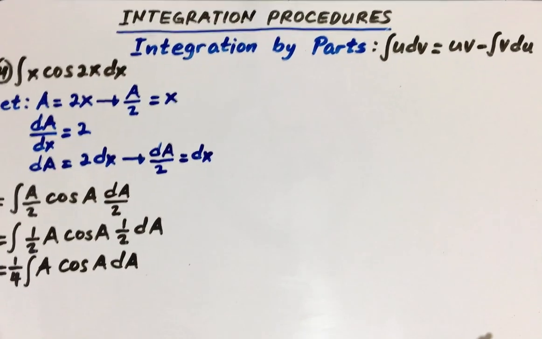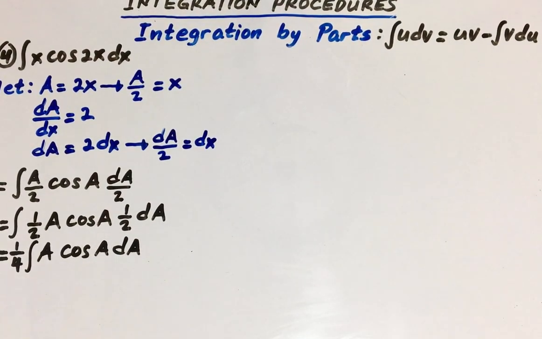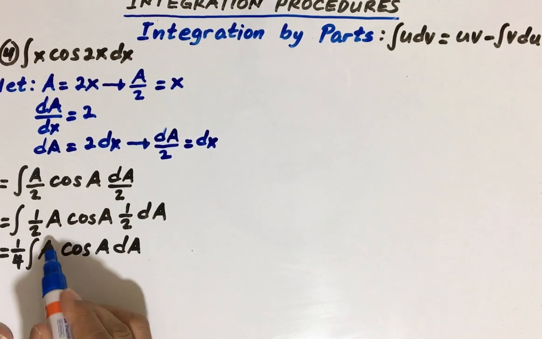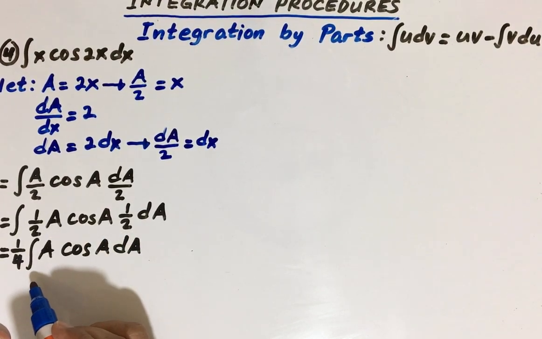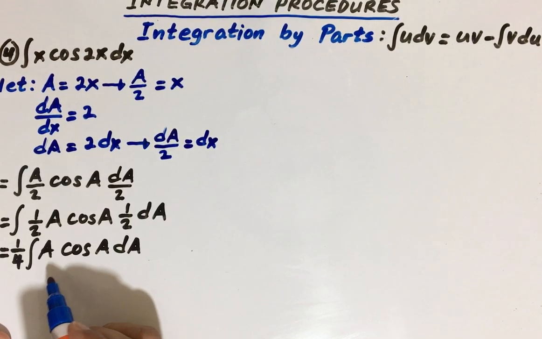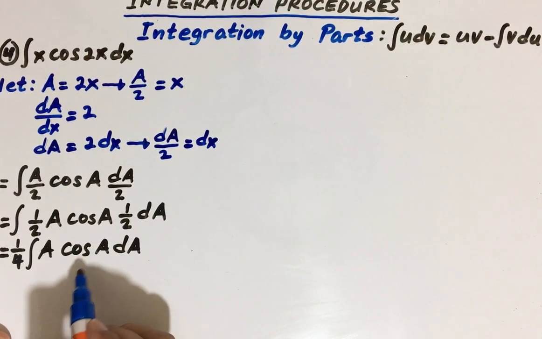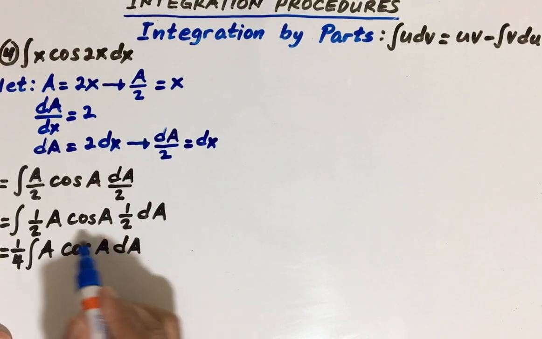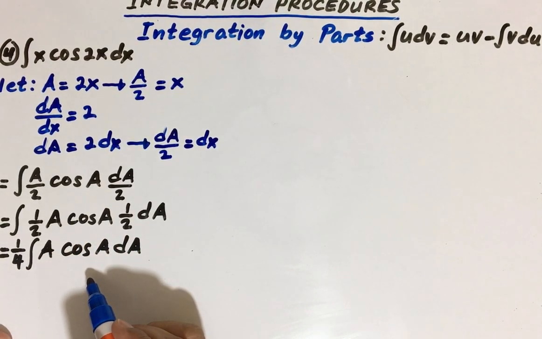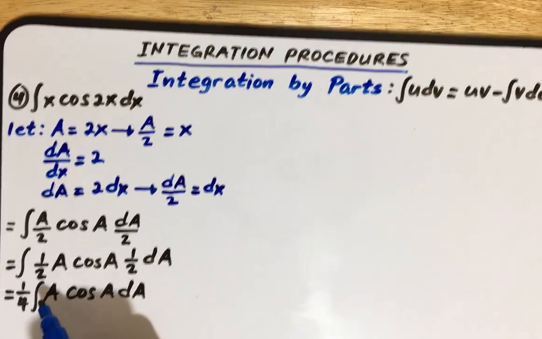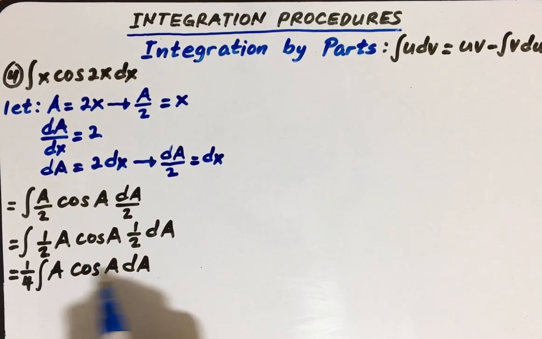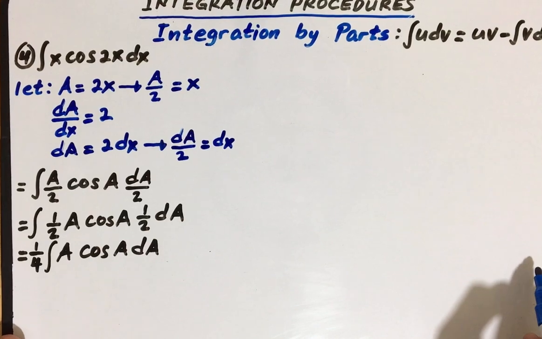Okay, so from here, we can use the integration by parts formula by finding what is our u and what is our dv. We can select from the factors of this integrand what is our u. Once you have selected your u, the remaining part of the factors of the integrand will be our dv, so that we can use this integral of u dv.